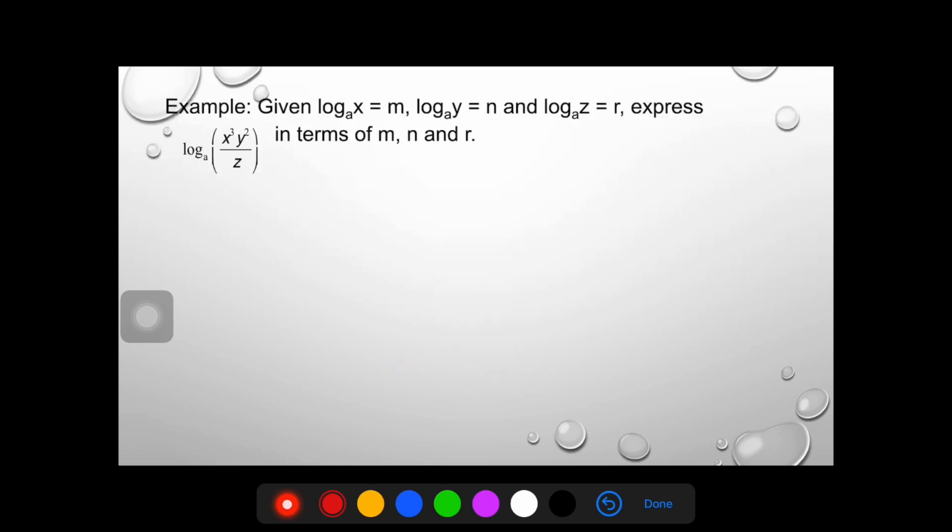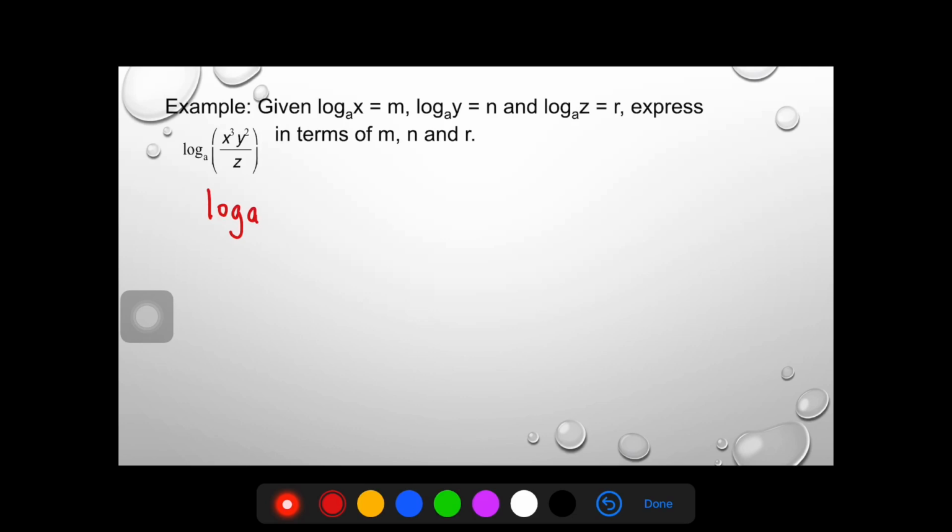Okay, last question. So this is an exam type question. Given log base A of x equals to m, log base A of y equals to n, and log base A of z equals to r, express log base A, x cubed y squared over z in the terms of m, n, and r. Okay, this one not very difficult. We're just using the law of logarithm. Try to expand the equation here.